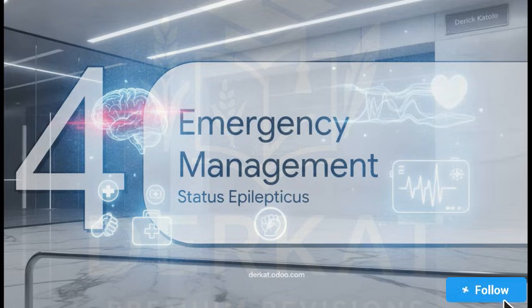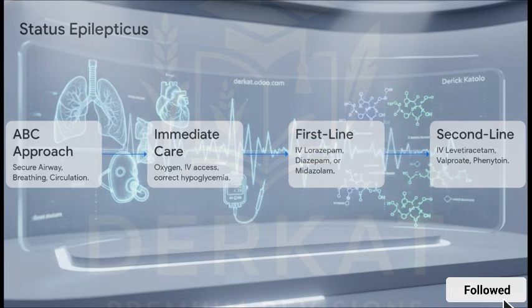All right, Section 4, Emergency Management, First Aid and Status Epilepticus. Okay, I need to guide you step by step through the management of status epilepticus, because this is literally a dire medical emergency. We define this as a seizure lasting 5 minutes or longer, or recurrent seizures without the patient recovering consciousness in between. Step 1 is always the ABC approach: secure the airway, breathing, and circulation.